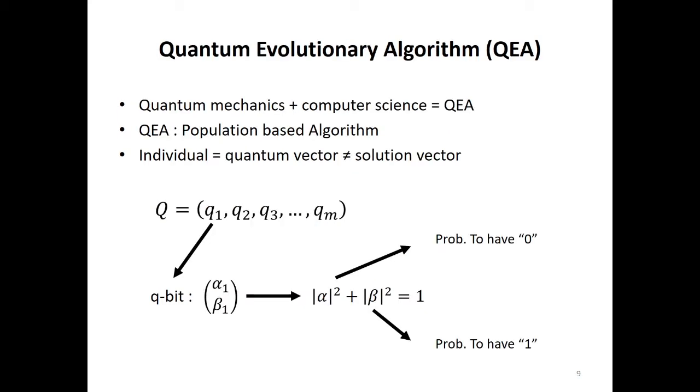Quantum evolutionary algorithm, or QEA, was originally inspired from quantum computing, which is the result of merging both computer science and quantum mechanics. QEA is a population-based algorithm. Instead of using solution vectors as individuals, QEA uses quantum vectors. Each quantum vector is a set of qubits, which is the smallest unit of information in quantum computing. These qubits carry the probability of being at state 0 or 1 through two complex numbers alpha and beta, verifying alpha squared plus beta squared equals 1.